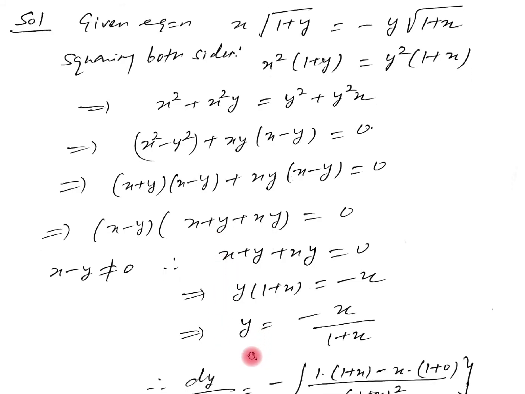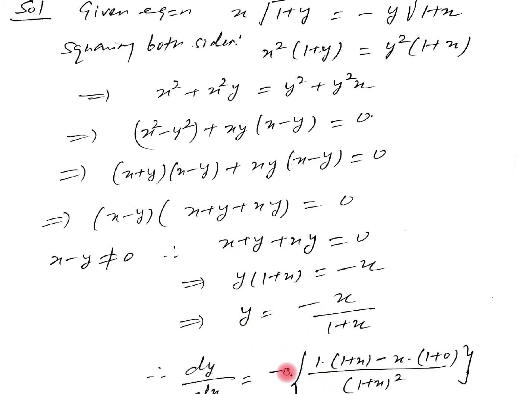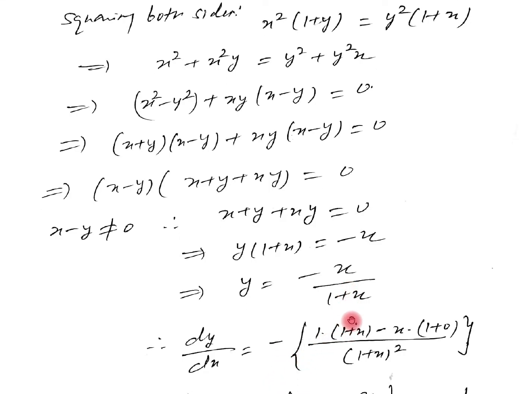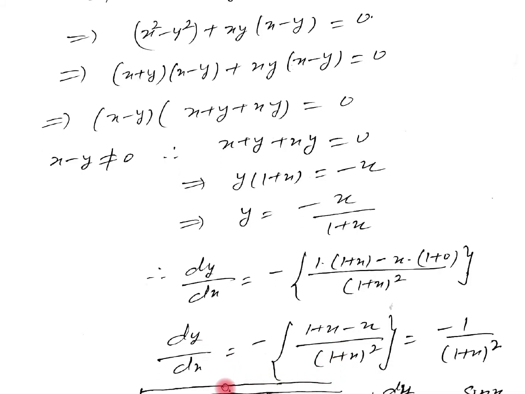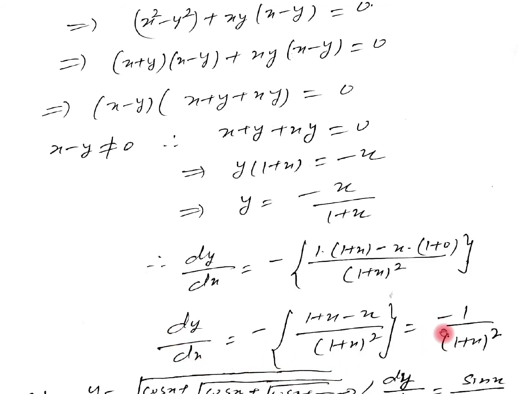Now here we can differentiate it by using the quotient rule. Minus as it is, applying the quotient rule, the square of this, the derivative of the first function, the derivative of x is 1, into 1 plus x, minus x into the derivative of this function. The derivative of 1 is 0, the derivative of x is 1. Simplifying, we get dy by dx equal to 1 plus x minus x, so dy by dx equal to minus 1 upon 1 plus x whole square.